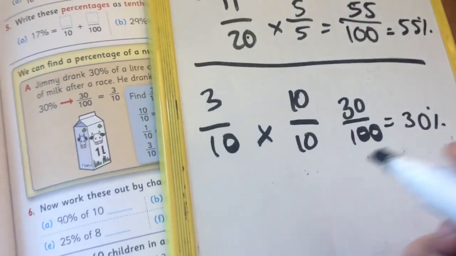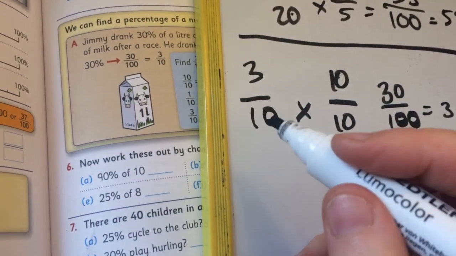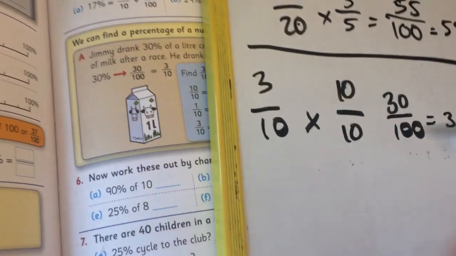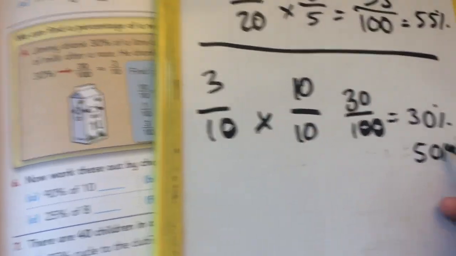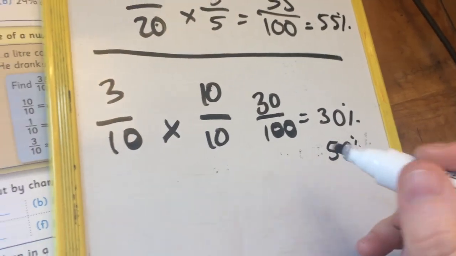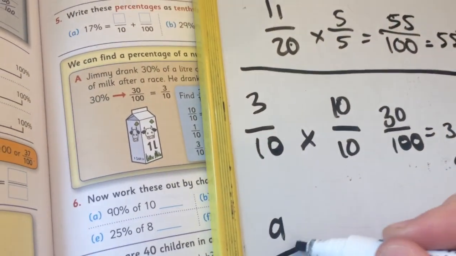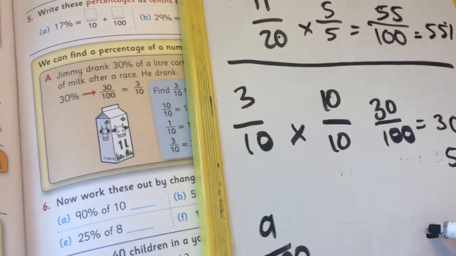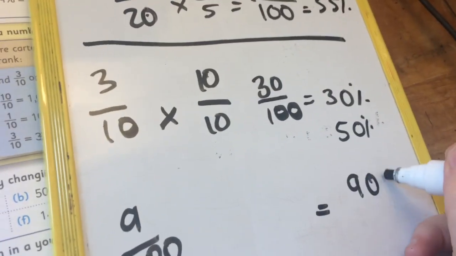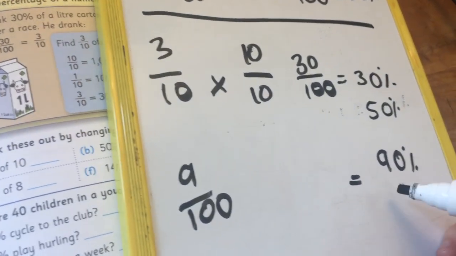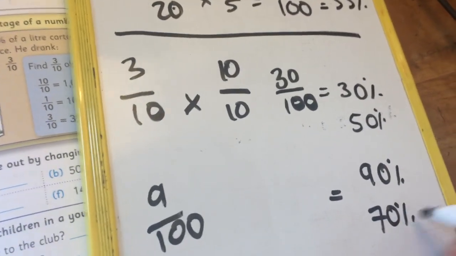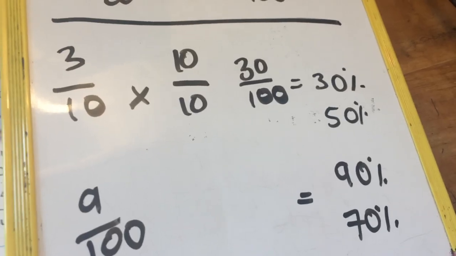All right. The next one is 50%, which is fine. We know that one, don't we? And then the next one is 90 over 100. So we know that that's equal to 90%. And then the last one is 70%. So all the answers have been turned into percentages.